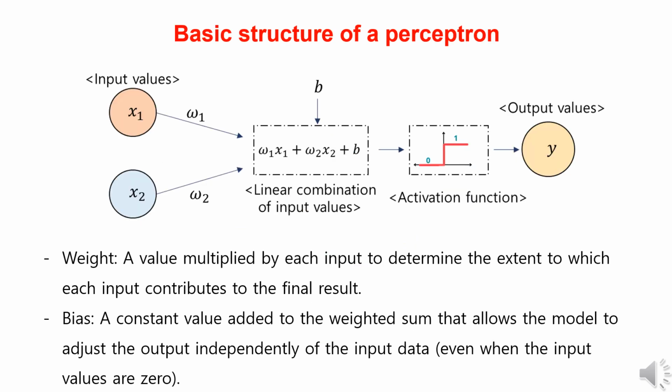Here, the weight is a value multiplied by each input, determining how much each input contributes to the result. The bias, on the other hand, is a constant added to the weighted sum, which allows the model to adjust the decision boundary and learn more flexibly if the weights alone aren't sufficient. In other words, it helps adjust the output even when the input values are 0, independent of the input data.